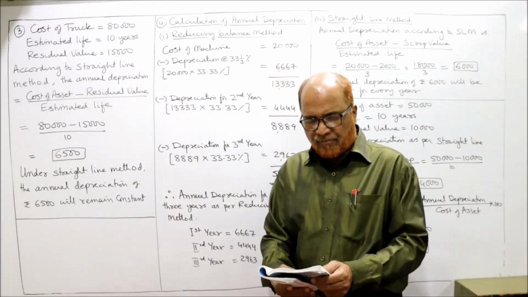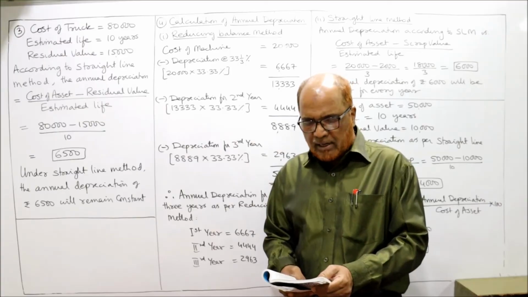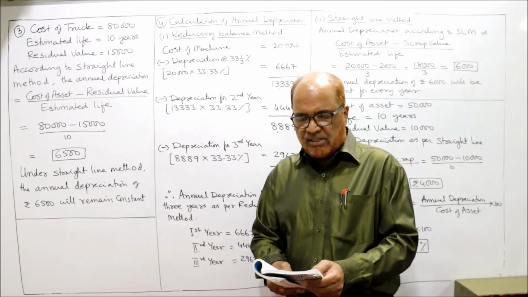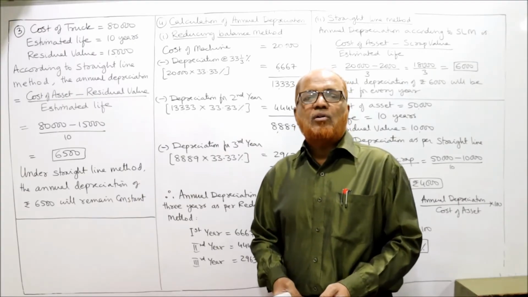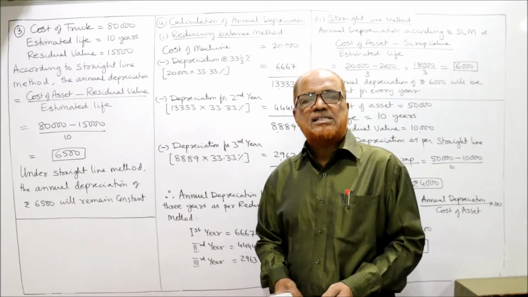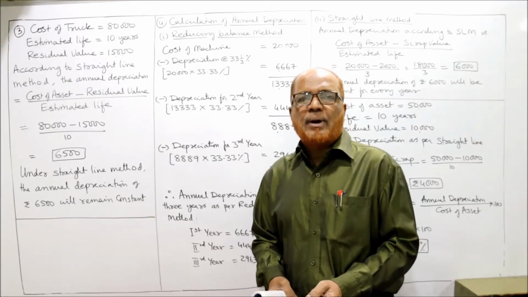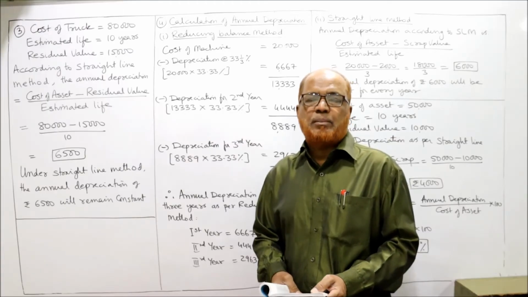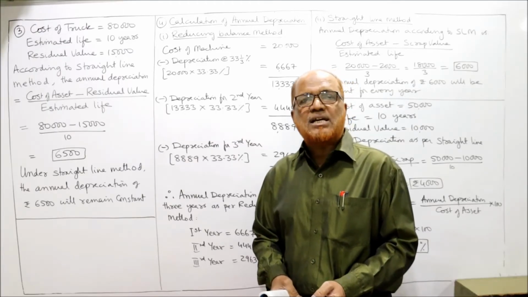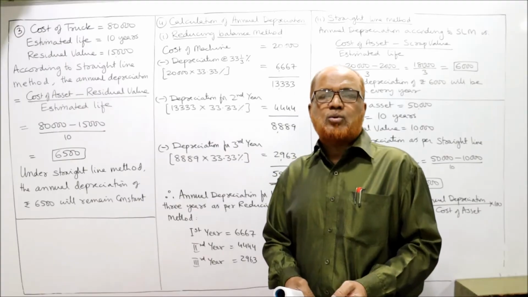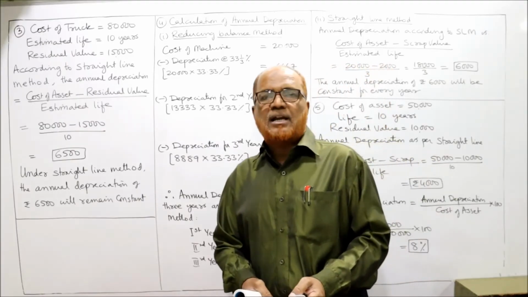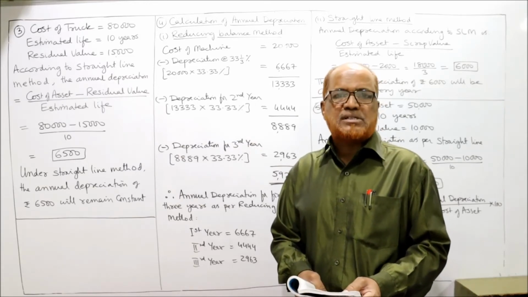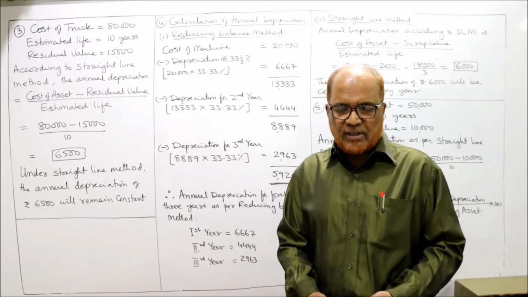Now, see problem number 4. Calculate the amount of annual depreciation for 3 years by reducing balance method and by straight line method. So we have to find out the depreciation for first year, second year and third year by applying first the diminishing balance method, reducing installment method, and secondly the straight line method. Cost of the machinery 20,000. Expected life is 3 years and the rate of depreciation 33 1/3%, and scrap value is 2,000.